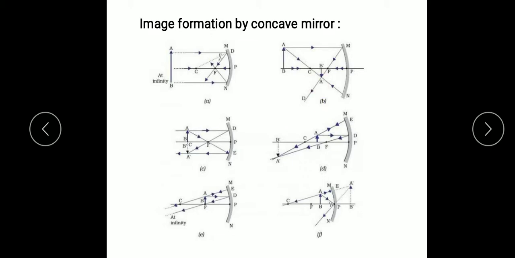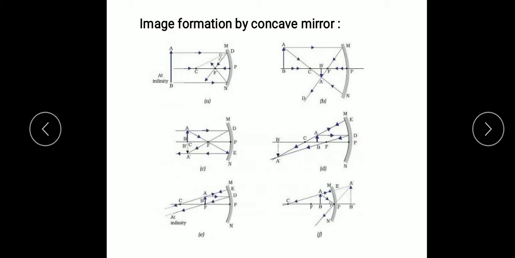Now in the third case, when the object is at the center of curvature, the position of the image is also at the center of curvature, and the nature and size of the image is real, inverted and the size of the image is same as that of the object when the object is placed at the center of curvature.